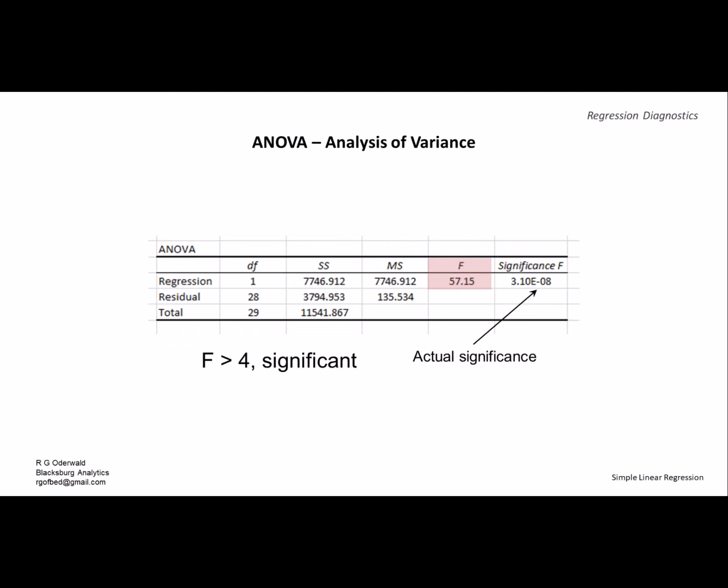Beyond the percentages of sums of squares, only the F statistic is important. F measures the significance of the regression. Think of it as another version of R square. Roughly speaking, if F is greater than 4, the regression is significant. This F value is 57. It is very significant. The actual significance is to the right of F. Use this to test significance of regression if you want to be proper.